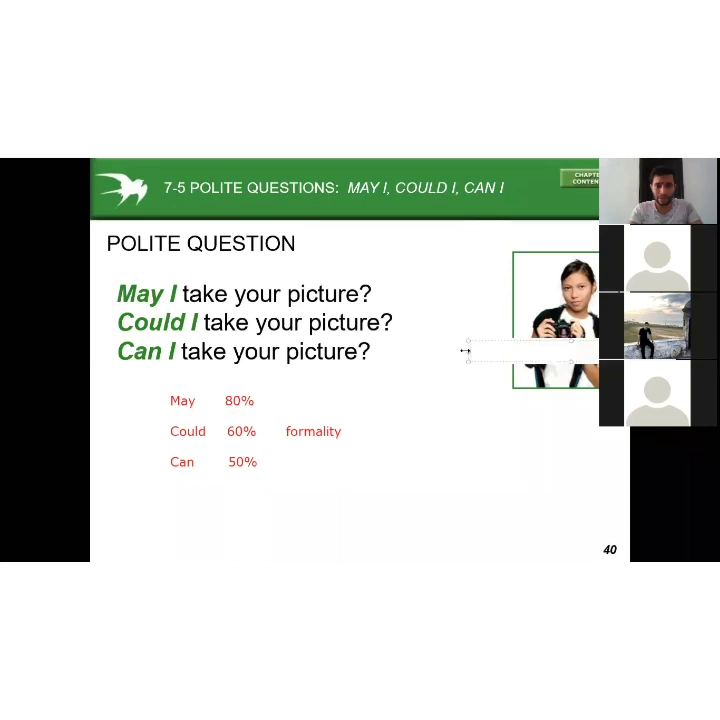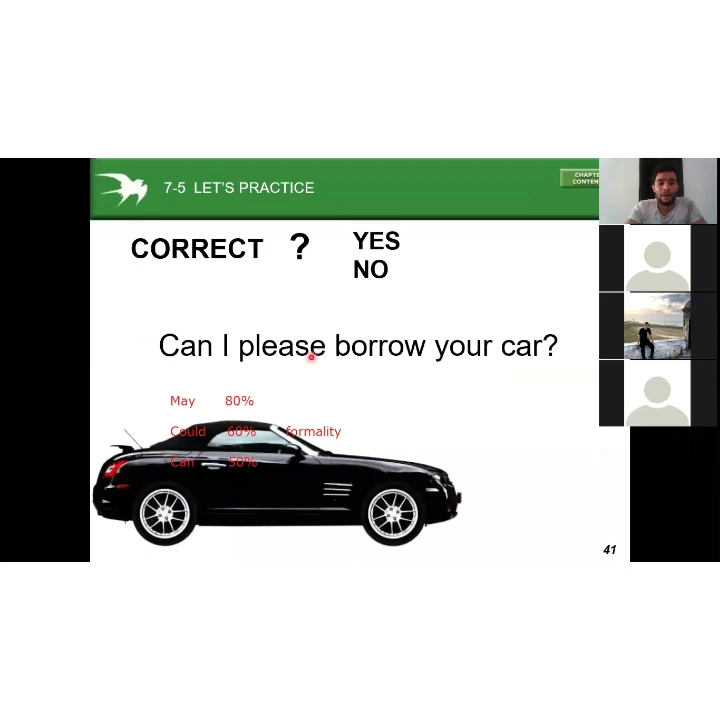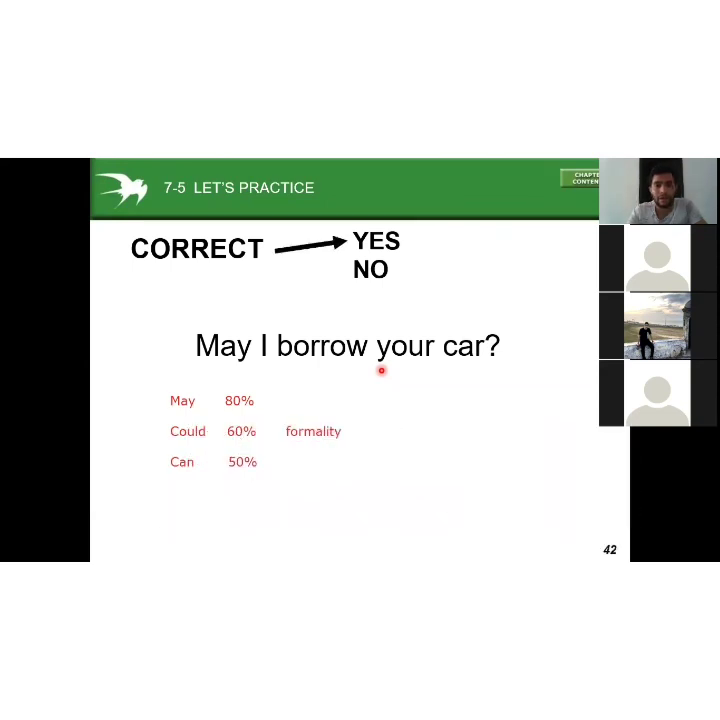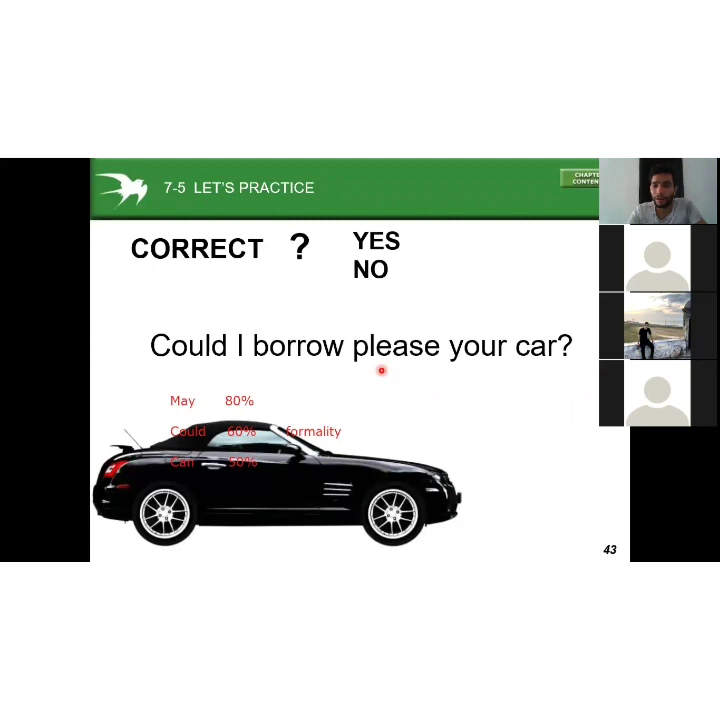So let's continue. Let's practice a little bit. Correct or incorrect? Can I please borrow your car? Is that correct or not? Yes, that's correct. How about may I borrow your car? Is that correct or not? Also correct. Now, how about this one? Could I borrow please your car?